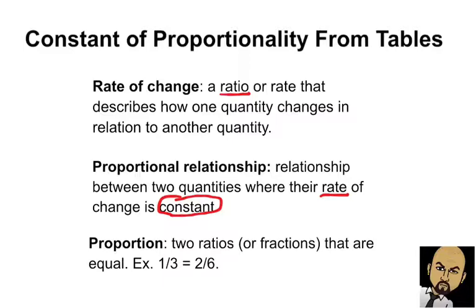And then last thing is a proportion. A proportion are two ratios that are equal, or two fractions in our case that are equal. For example, 1/3 is equal to 2/6, because when you simplify 2/6, you end up with 1/3. Okay, so make sure you guys know those definitions. We're going to cover them soon. I'm going to quickly go through this.